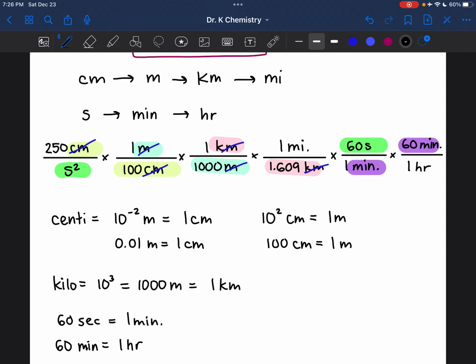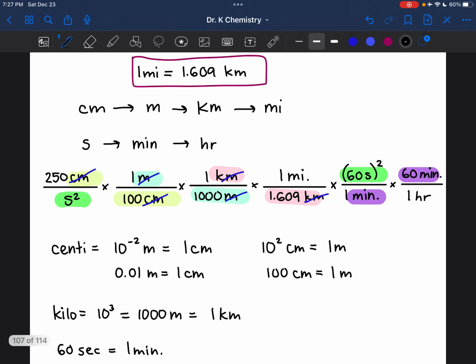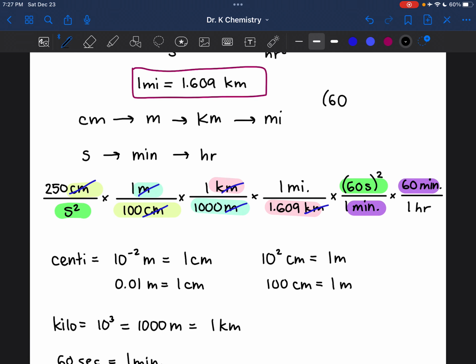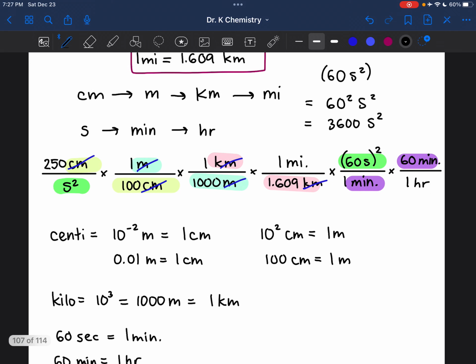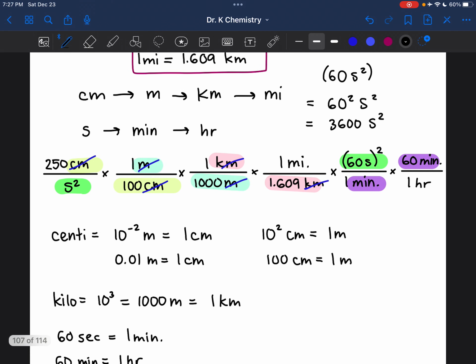Okay, now I need to square stuff because we have seconds squared. And what I'm going to do is square this entire value over here. So both the 60 and the second. And when you do that, what that really means is that you're squaring both the number and the unit. And that's going to give you 3,600 seconds squared. So you could either rewrite it as 3,600, or you could just leave it the way that it is and plug it in like that.